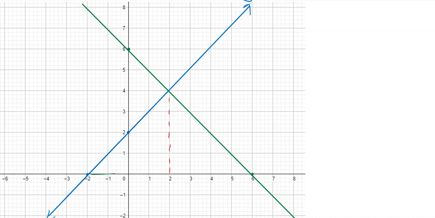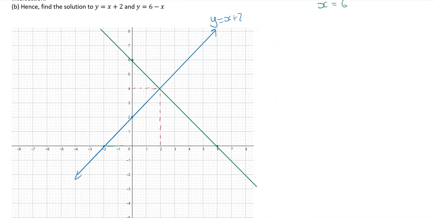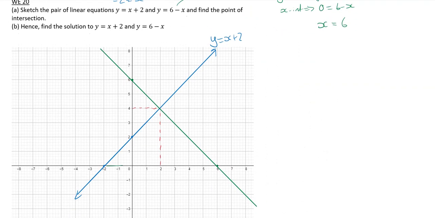So this point here, 2, 4, that's telling me that those are the values when x equals 2 and y equals 4, that would hold true for both of those equations. Now, when they say hence find a solution, we only really need to define one of them, and that's the x value, because obviously the y value will be the same.